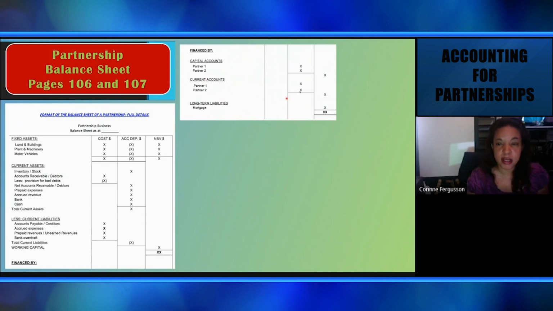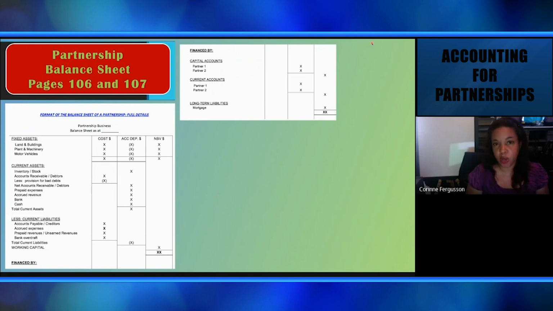This is the way that you can put it, or using the table as I showed you, the columns as I showed you, where you put the name of the partners and then you just put their information for capital and current accounts. And then of course you do the same thing with your long-term liabilities. This one is whenever you have done a current account and or capital account already. You simply put the balances.